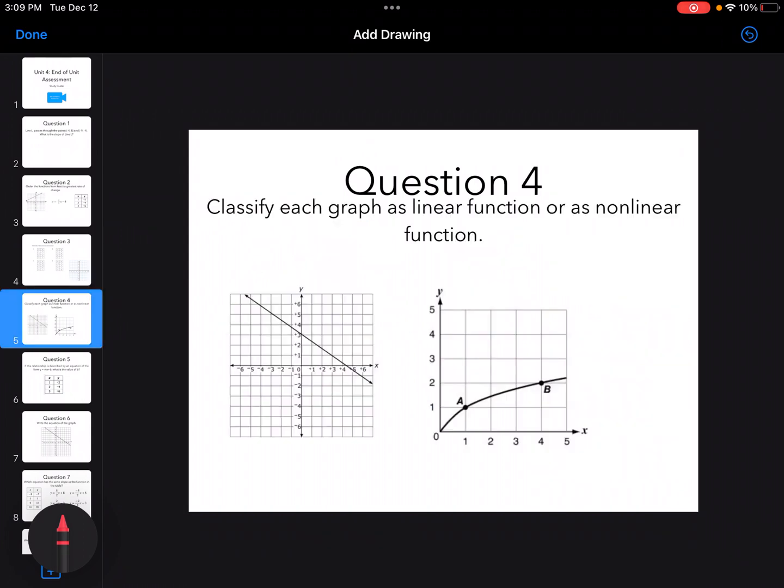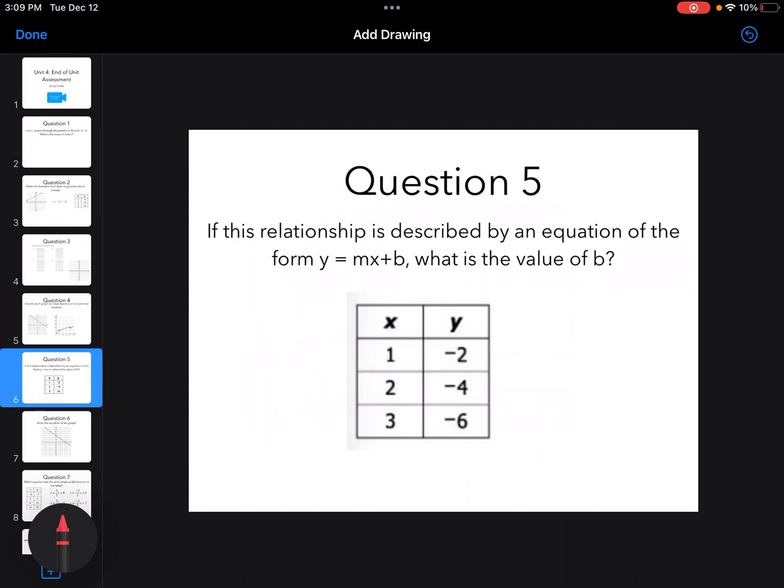All right, classify each as a linear or nonlinear function. Well, a linear function means that it makes a line. So this is going to be your linear, and this is your nonlinear. All right. If this is a relationship described, they want to know what is the b.